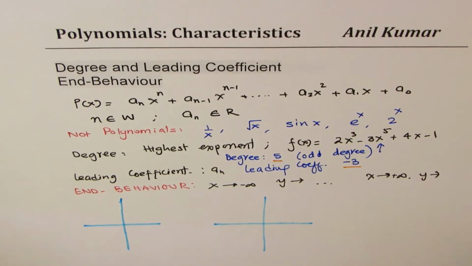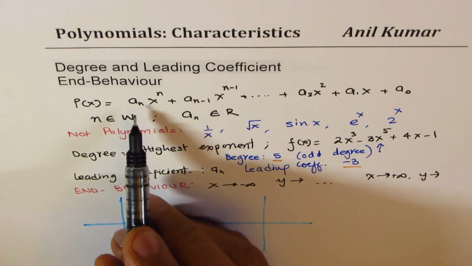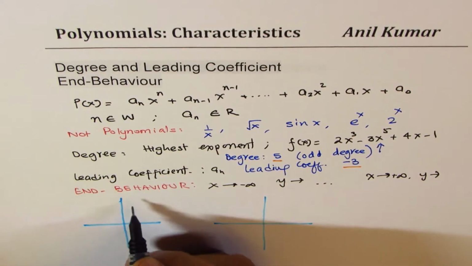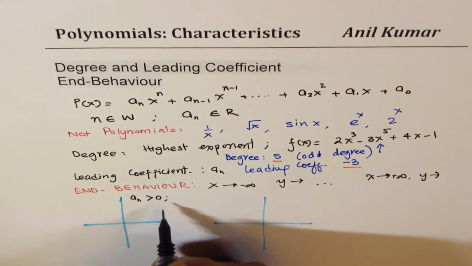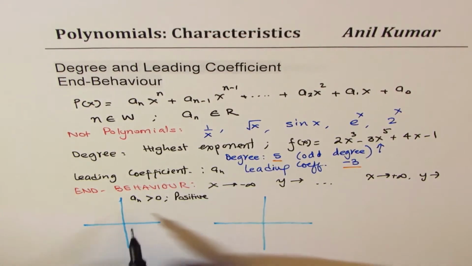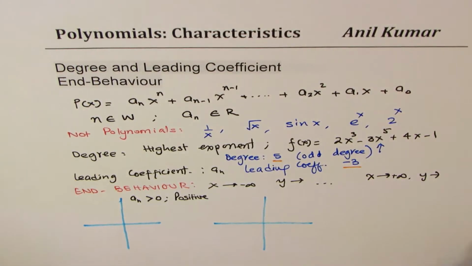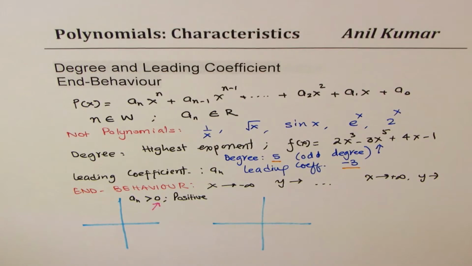Okay, so let us assume that an is positive, right? So leading coefficient we're talking about. So if I take leading coefficient an, which is greater than 0, that means positive, then the graph will be right side up. The graph will be right side up, kind of like this.